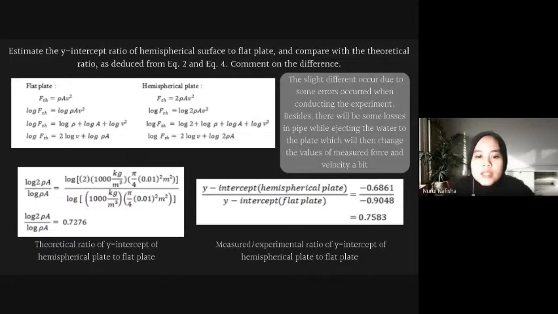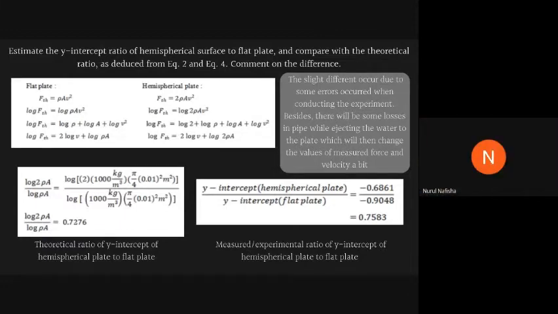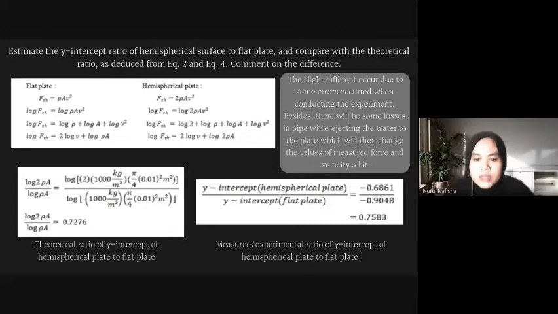So the theoretical y-intercept ratio is slightly different from the y-intercept ratio obtained from the graph. The slight difference occurred due to some errors when conducting the experiment. Besides, there will be some losses in the pipe while ejecting the water to the plate, which will then change the values of measured force and velocity a bit. Next slide.